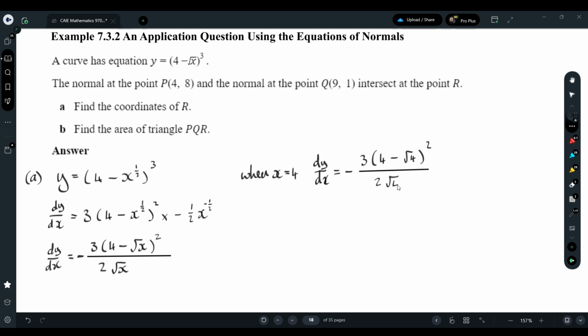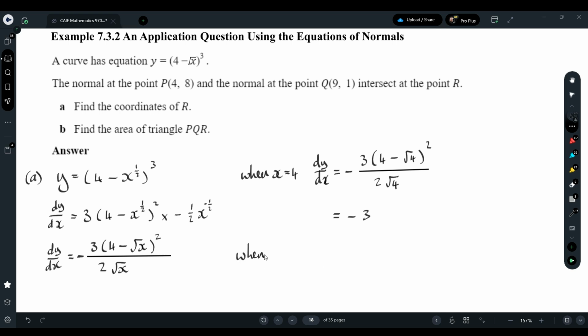2 times root 4. What we have done is we have taken the x-coordinate of the point P and substituted it into the differential of y to find out what the gradient of that function y would be when x is equal to 4. If you use your calculator to help you out with that, we should get the answer of -3. So that means that when x is equal to 4, the gradient of y will be -3.